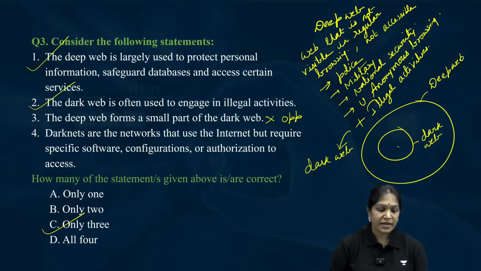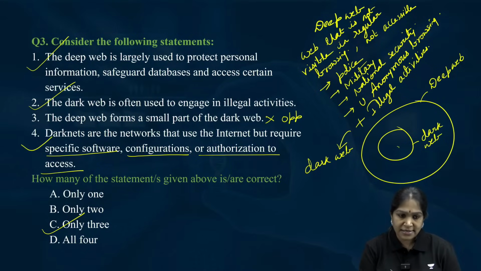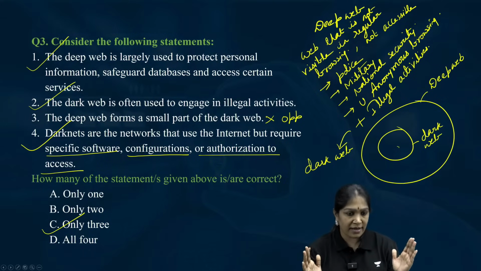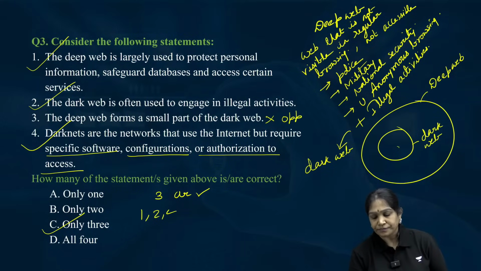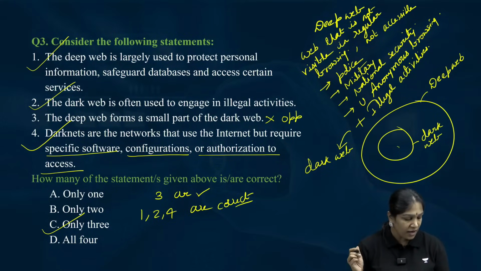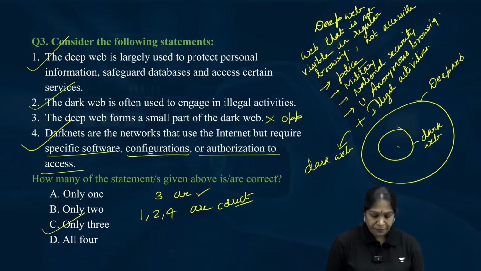So this is wrong. Darknets are the networks that use the internet but require specific software, configurations or authorization to access. Yes, correct. Everybody cannot access the darknet. So, 3 are correct. Which 3? 1, 2 and 4 are correct. Is it clear? Yes. So, this is all about question number 3.